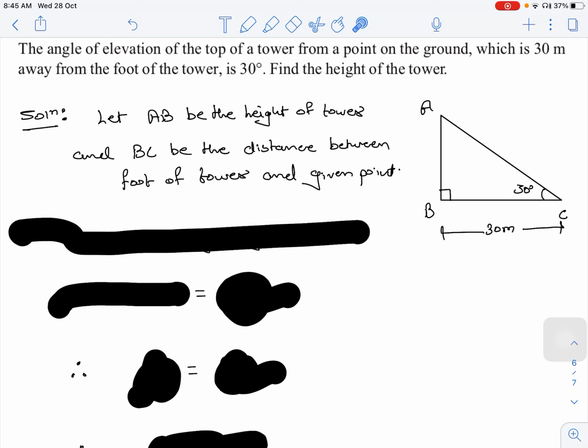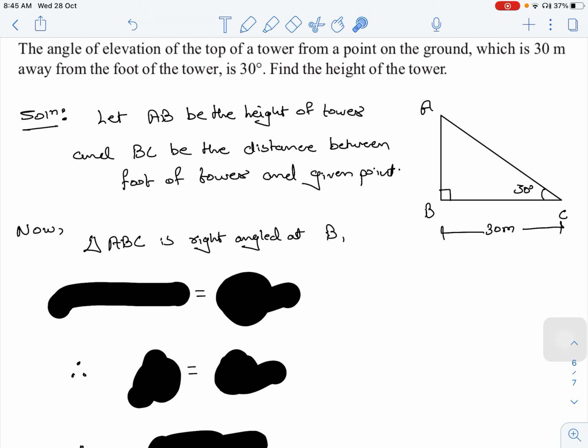Since the tower is present over here, it will make an angle of 90 degree with the ground level. BC is our ground level. So now you will get triangle ABC. This triangle ABC is right angled at point B. If it is right angled at point B, then we can make use of trigonometric ratios. But now the question is which trigonometric ratio we should use. So look at what we have to find. We have to find the height AB. This is the unknown value for us.